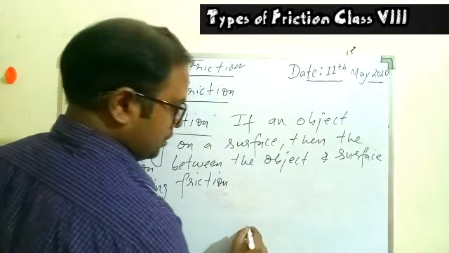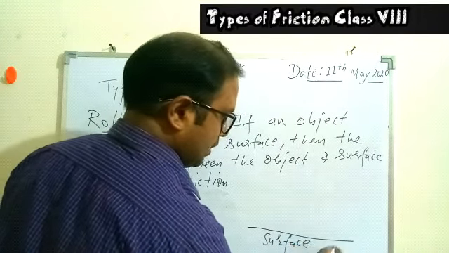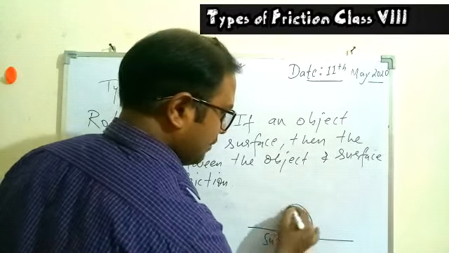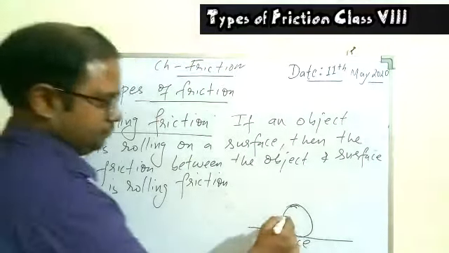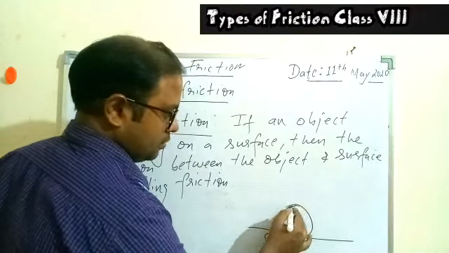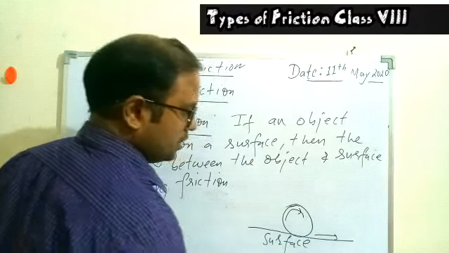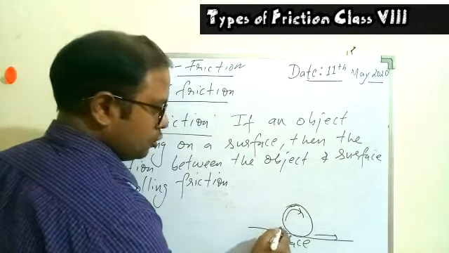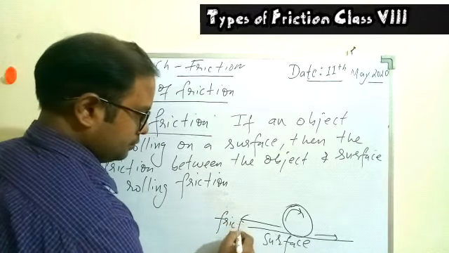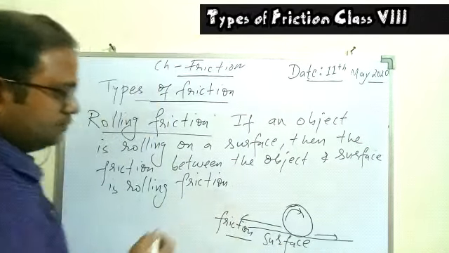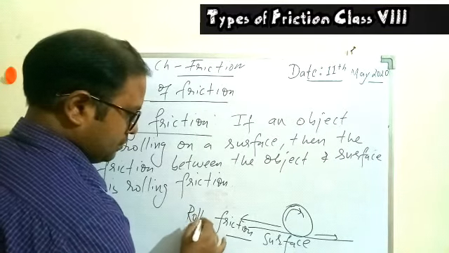So if you try to draw the diagram, there is a surface, and any object which is having a circular or spherical shape can roll over it. Once it starts rolling on the surface, it will move forward. Between this rolling object and the surface there is a friction. This friction is called rolling friction.